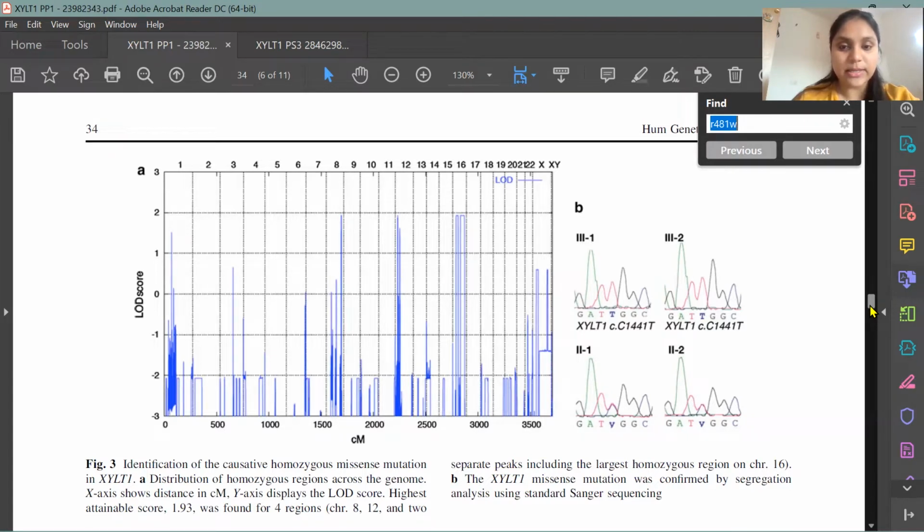So this basically confirms that this variant was co-segregating with the disease in this family, and it is a supporting evidence of PP1, that is co-segregation in the patients. So we can assign PP1 supporting evidence criteria based on this evidence from this paper.